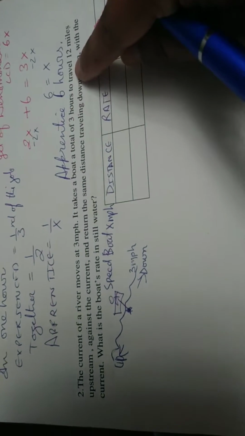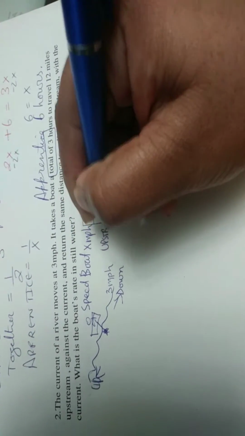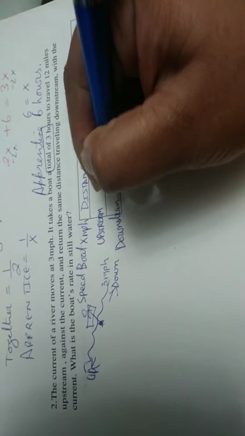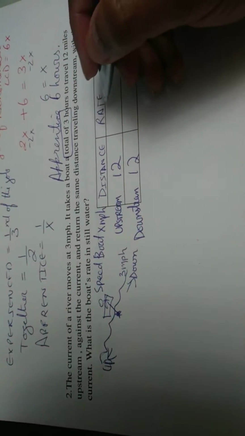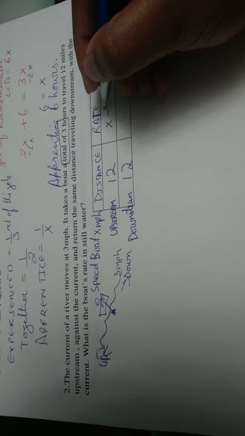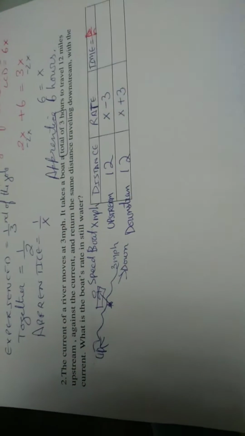So if we go back to this, it takes a total of 3 hours to travel 12 miles upstream and downstream. So upstream 12 miles, so we'll put upstream, and the other one is downstream. These are the 2 cases we have. So what happens to the speed? When you are going upstream, you will be moving slower because you are moving against the current. With the current, when you go downstream, the speed gets added up.